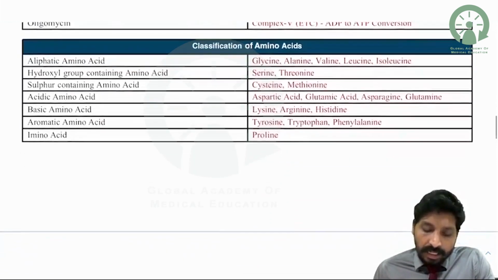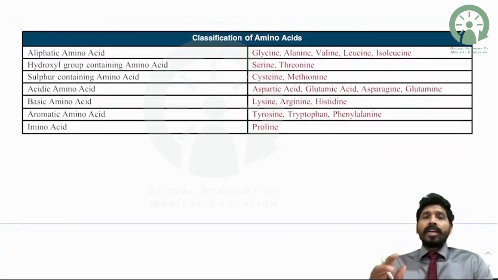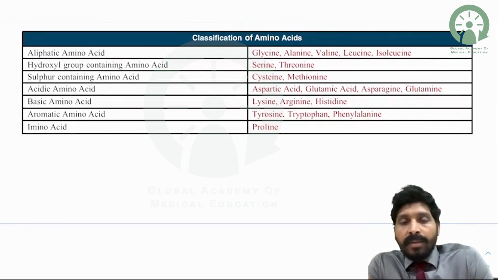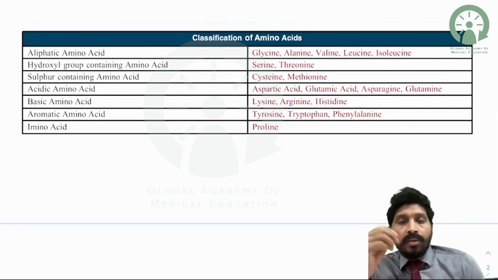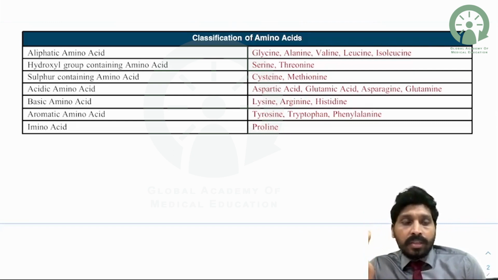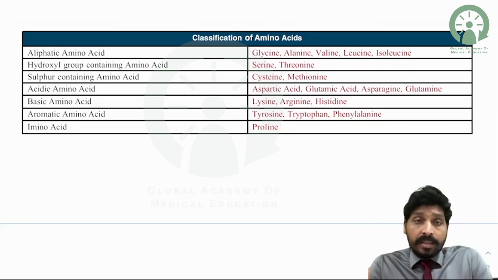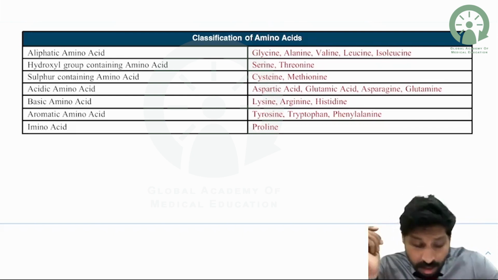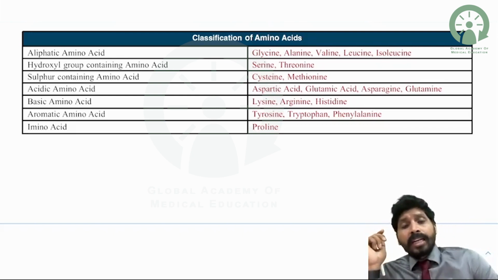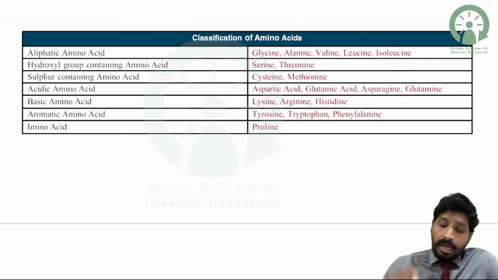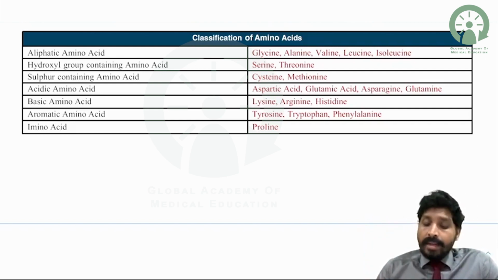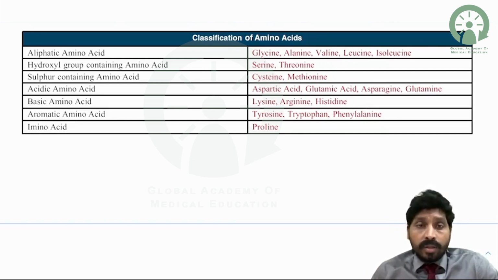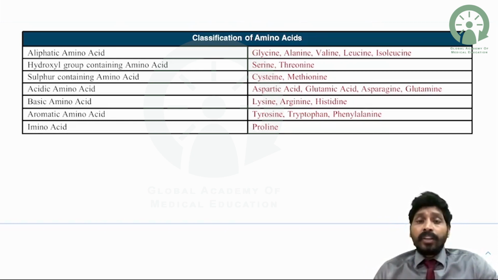And regarding the classification of amino acids, there are 20 amino acids. Out of the 20, 8 are essential, 2 are semi-essential, 10 are non-essential, and 2 recent additions: selenocysteine, the 21st amino acid, and pyrrolysine, one more amino acid, the 22nd. Aliphatic amino acids, straight chain, include glycine, alanine, valine, leucine, isoleucine. Hydroxyl group containing amino acids are serine and threonine.